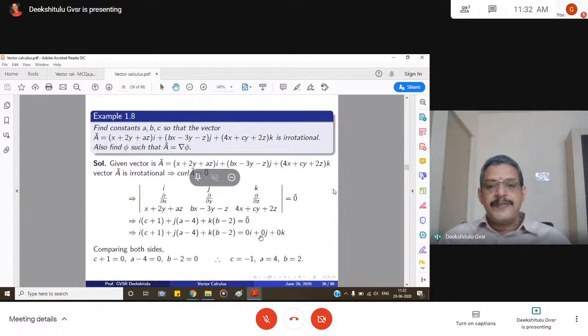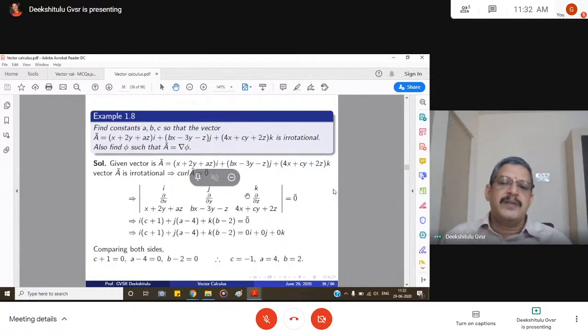So equate them to 0. Compare the coefficients of i, j, k on both sides. Coefficient of i is c plus 1, here it is 0. So c plus 1 is 0, or c is equal to minus 1. Coefficient of j, a minus 4, equals 0, so a is 4. Coefficient of k, the component along k, is b minus 2, equal to 0. So b is equal to 2. So with this selection of a, b and c, this A bar will be irrotational.